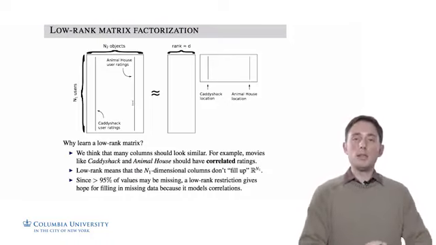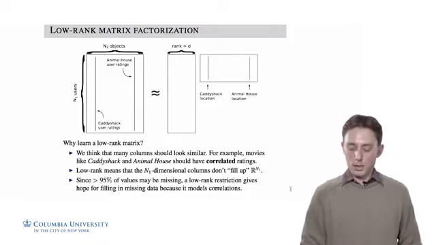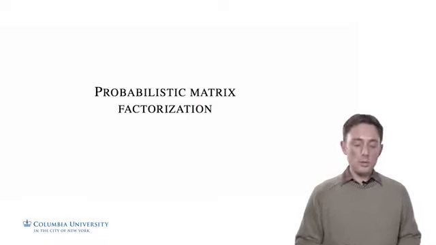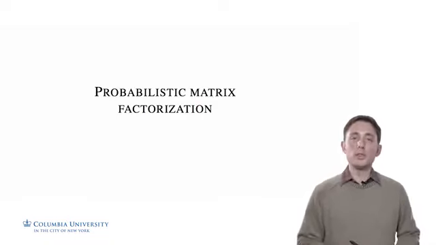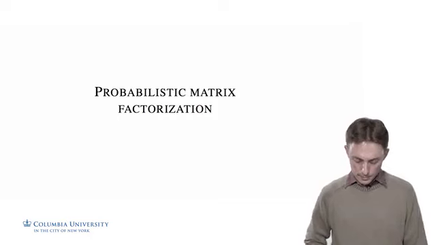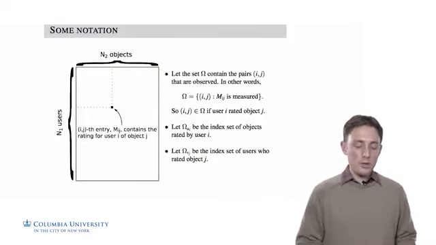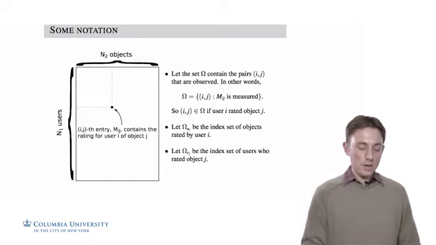And we're going to actually take into consideration all of the correlations among all of the movies in making these predictions. The technique we're going to discuss in this lecture is called probabilistic matrix factorization. This is one particular model for learning a low-rank factorization in the missing data problem. I want to add a few bits of notation for this model.